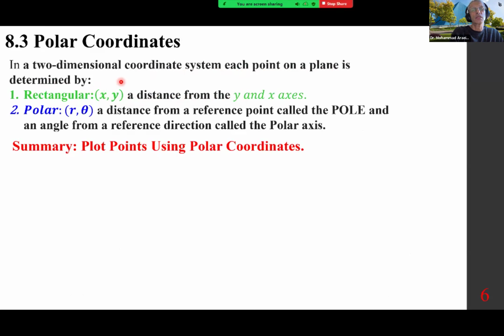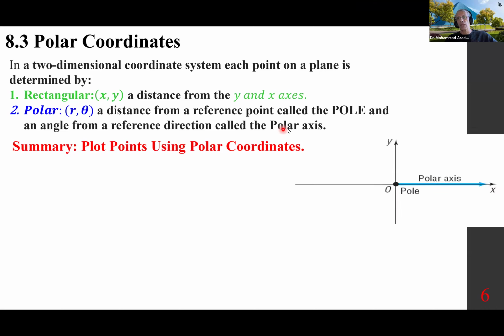a distance from the y-axis, and y is a distance from the x-axis. Second method is by polar, r comma theta, a distance from a reference point that we are going to call the pole, and an angle from a reference direction called the polar axis. So those are the terminology that we are going to use: pole and polar axis. Polar axis in essence is the x-axis.